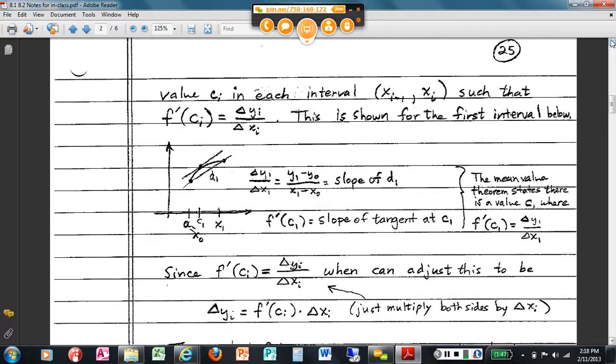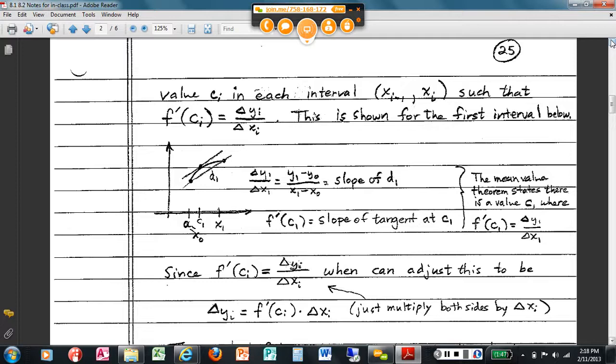All right, well, the reason I bring that up here is because if I solve this for delta y sub i, this is just stating the mean value theorem. Delta y sub 1 over delta x sub 1 is the slope of the line d1, which is where we're going with this. And then there's some f prime that equals that slope of that line.